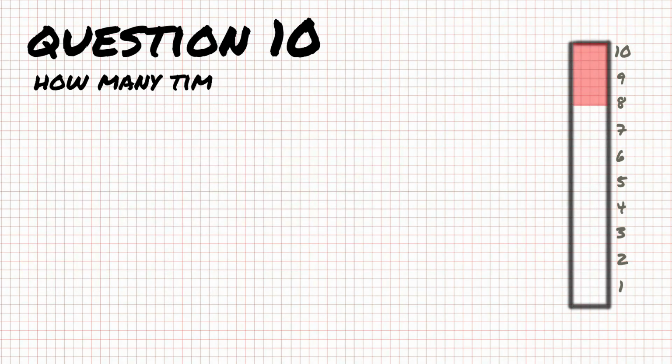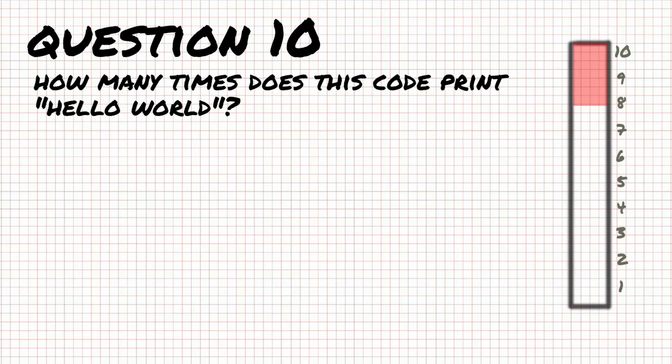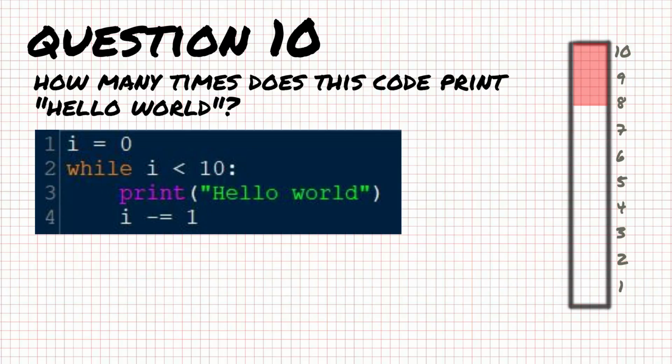Question 10. How many times does this code print hello world? i = 0, while i < 10: print hello world, i -= 1. Is it A, 0, B, 10, C, infinite, or D, 11?